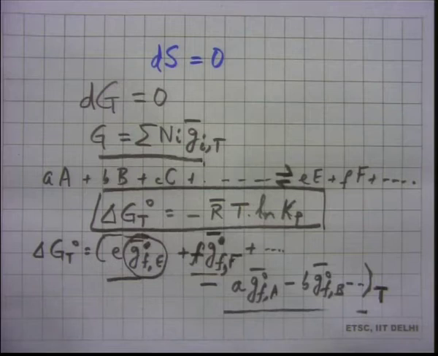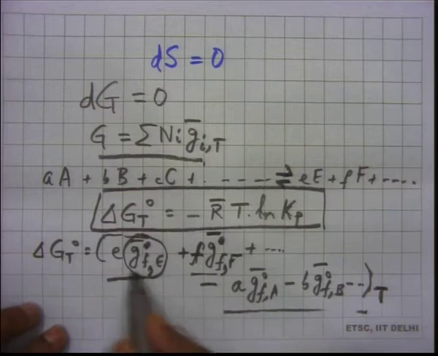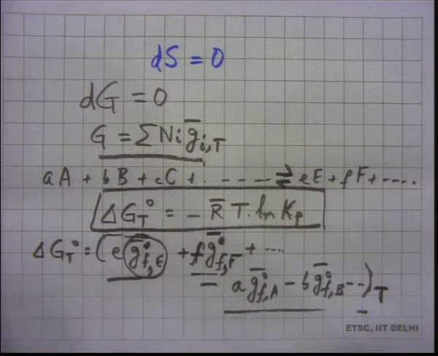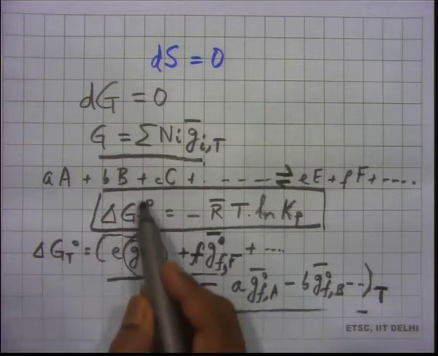So, if you are talking about 2500 Kelvin, then you go to those tables at the back of the book, go to 2500 Kelvin and pick up these Gibbs functions of formation corresponding to 2500 Kelvin for various chemical species, right. So, this can be figured out. So, we can get delta g T naught.